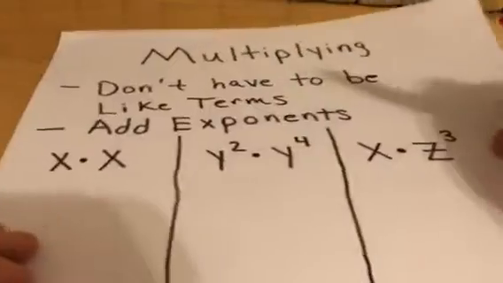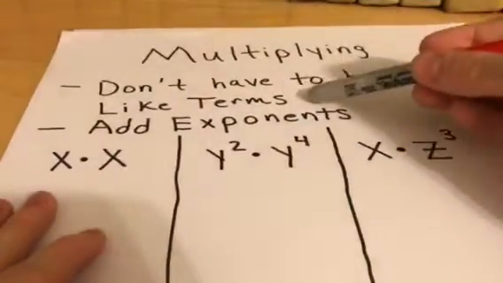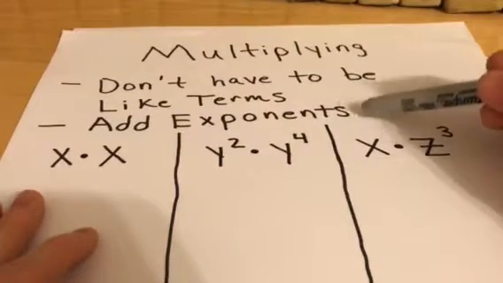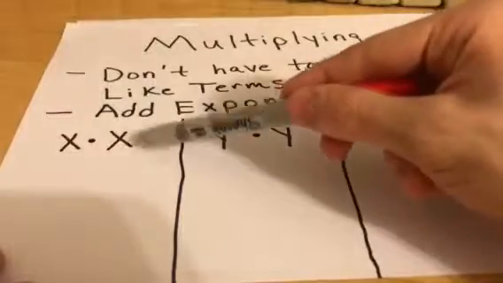Now, I want to tell you about the difference between multiplying and adding. When we multiply, you do not have to have like terms at all, so it's a little bit freer than when you're adding things together. When you're multiplying, you do not have to have like terms, but you've got to add those exponents together if you have the same variable. So let's go ahead and look at this problem over here.